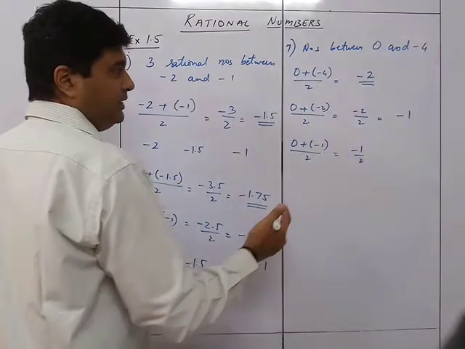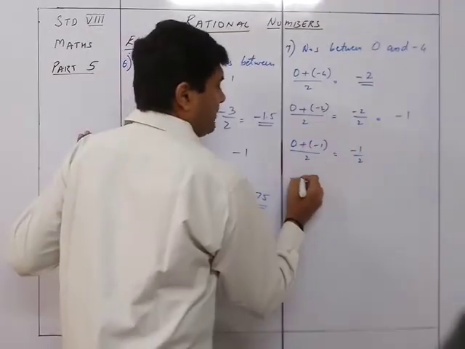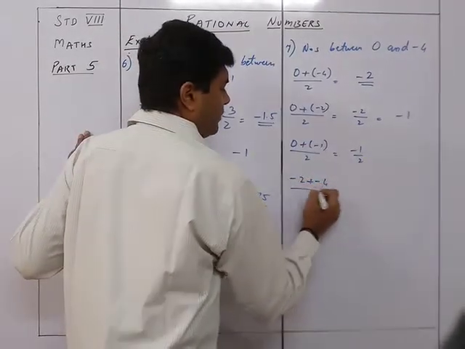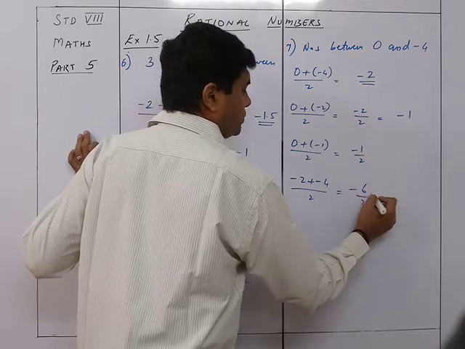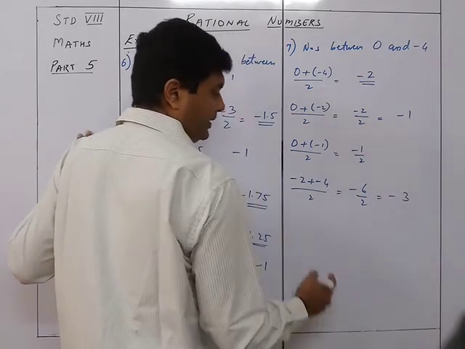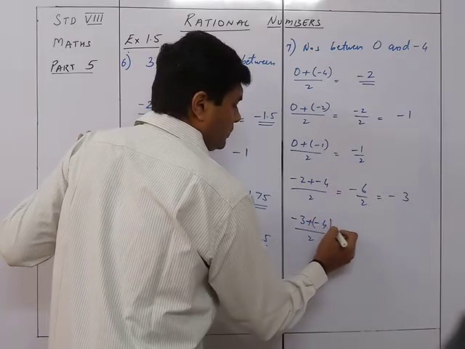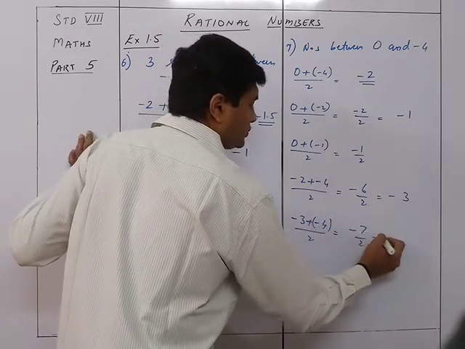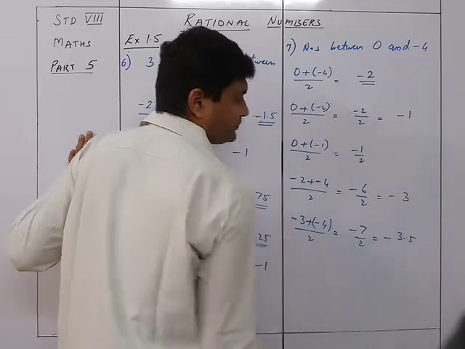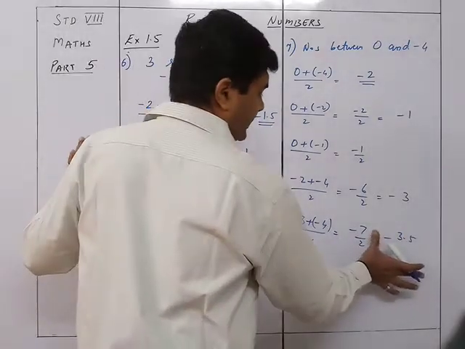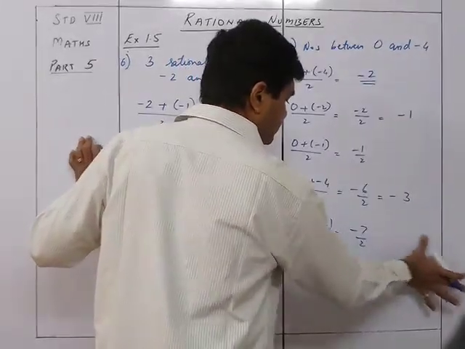Then we take the other side. Between -2 and -4: -2 plus -4 upon 2 is -6 upon 2, which equals -3. And between -3 and -4: -3 plus -4 upon 2 is -7 upon 2, which equals -3.5. Or 7 upon 2. We can keep it that way also.